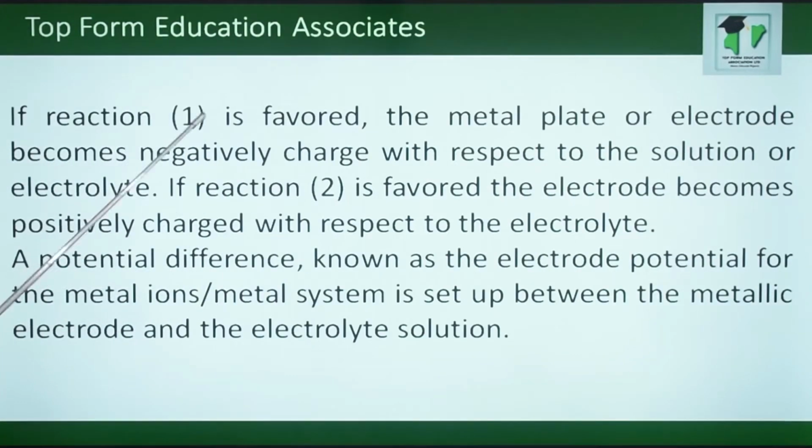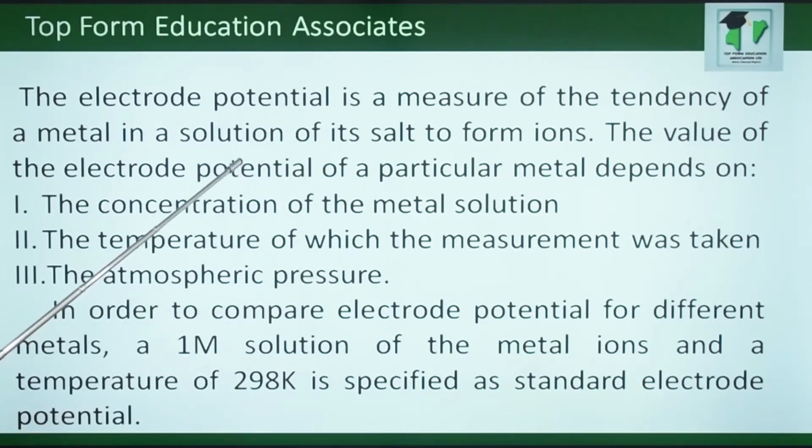If reaction 1, the metal going as metal ions, is favored, the metal plate or electrode becomes negatively charged with respect to the solution of the electrolyte. But if reaction 2 is favored, the electrode becomes positively charged with respect to the electrolyte. A potential difference known as the electropotential for the metal ions and metal system is set up between the metallic electrode and the electrolyte solution. That is the difference between reaction 1 and reaction 2. The electropotential is a measure of the tendency of a metal in a solution of its salt to form ions.